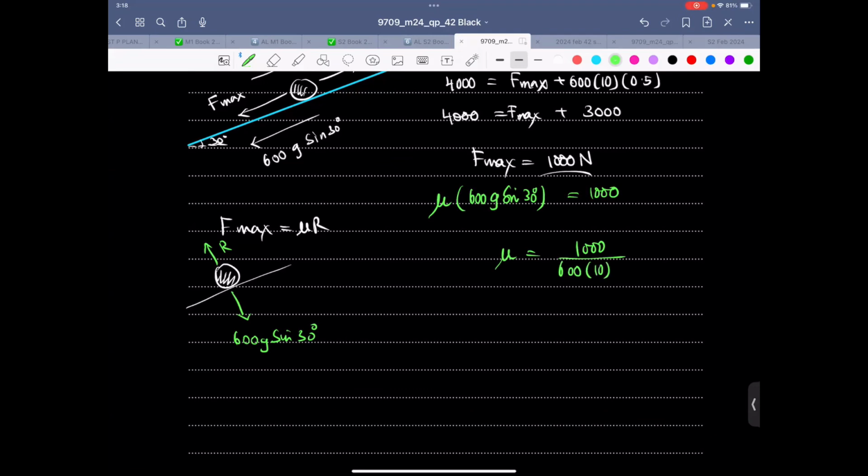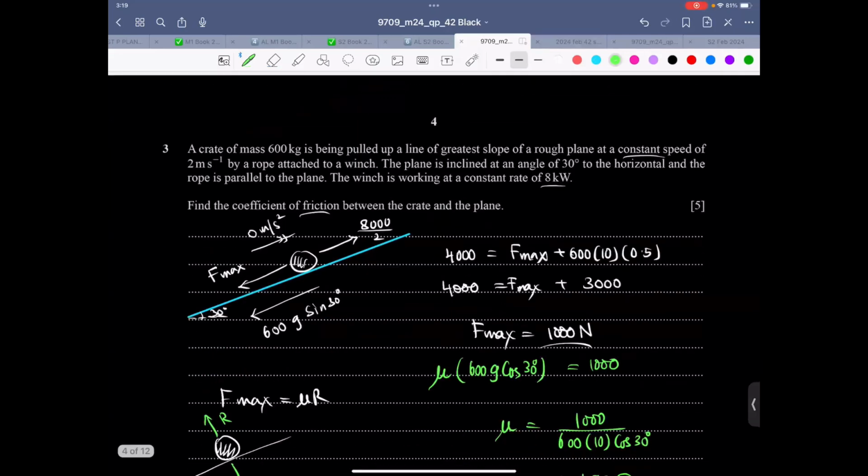I can actually, it's cosine of 30. Let me correct myself. So this is cosine because sine is along that thing. So therefore, this is cosine of 30. So now let's use a calculator. And this value comes out to be 0.1925, which can be rounded to 0.193. That is the coefficient of friction. So something very basic.